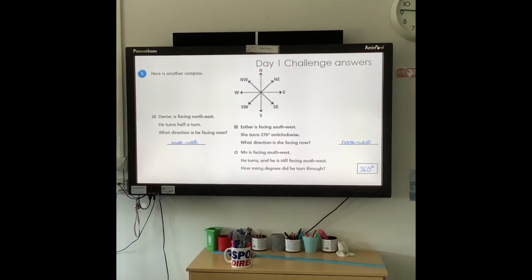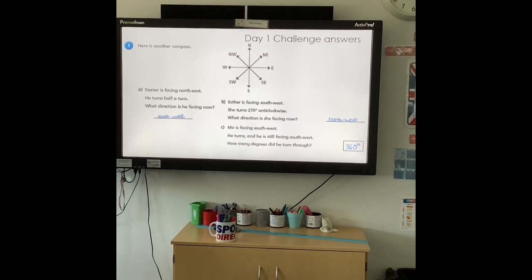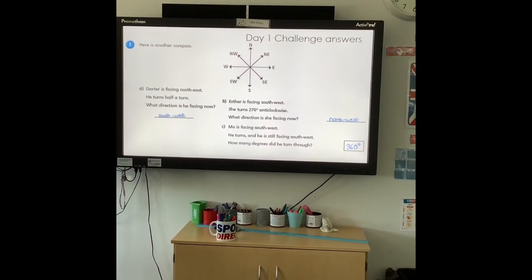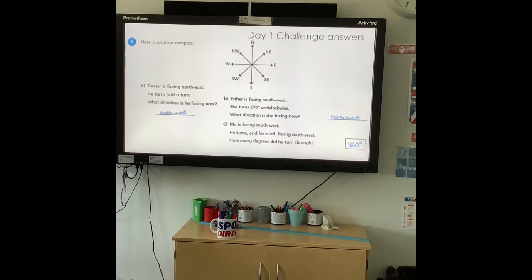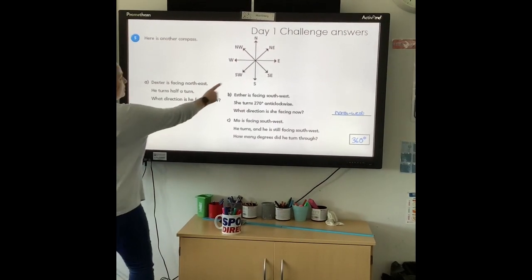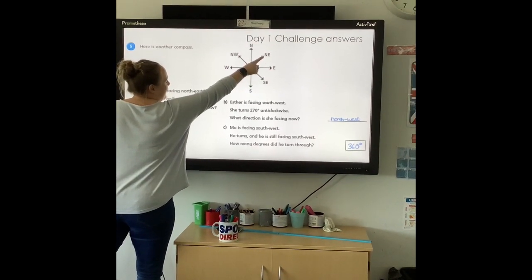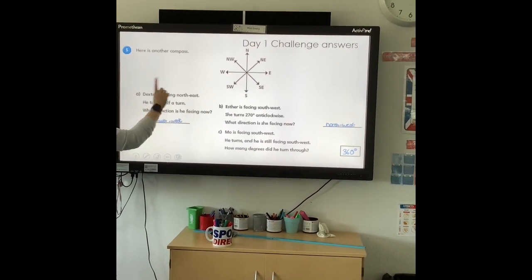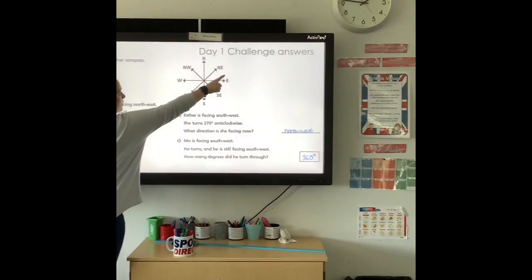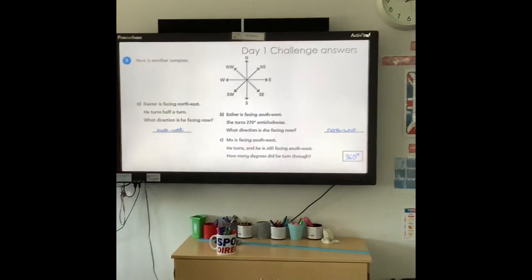The next one, here's the compass. Dexter is facing northeast. He turns half a turn. What direction is he facing now? Southwest. Now, it's really important with this that northeast, you realised was here, is in between north and east. A half a turn is 180 degrees, so it goes all the way around 180 degrees to southwest.